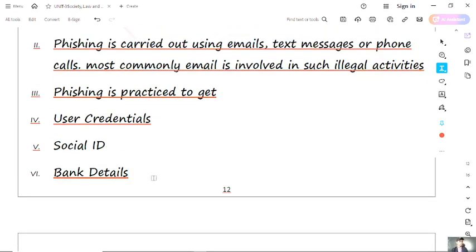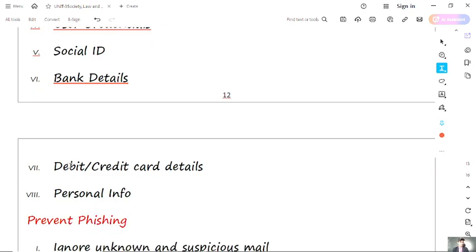If you are giving bank details to someone, an unknown person, you should not give them. And next is credit and debit card details. If you are sharing them with someone, that is phishing. Now, personal information you should not share.